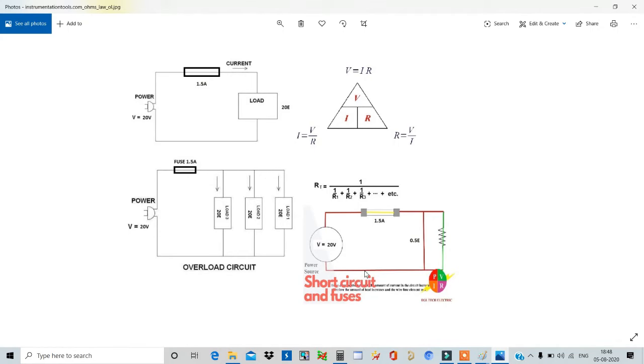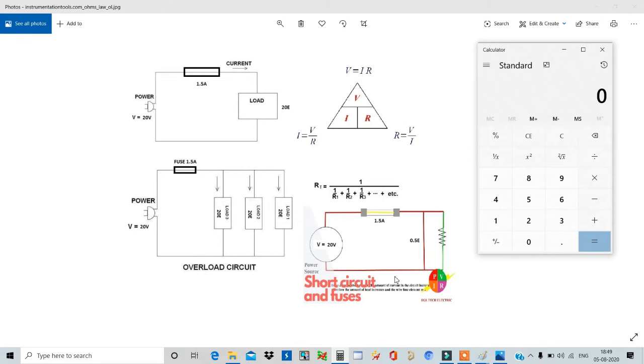Once the ground path is getting, high current will flow through the fuse. For example, from here to here there is a track. The track resistance will be 0.5, very little resistance. Just for example I am saying, friends. So 0.5 resistance is there, very little resistance. That is what I am calling track resistance.